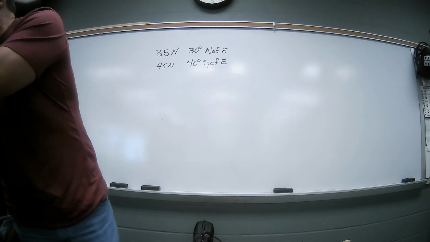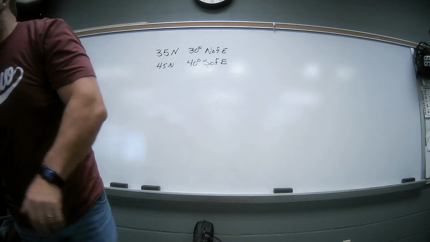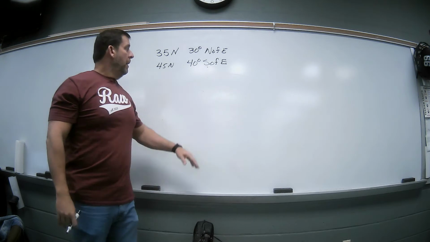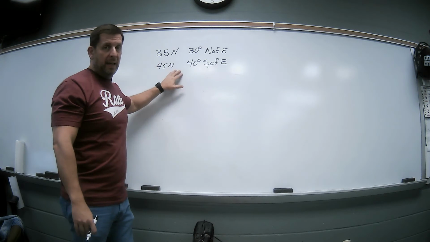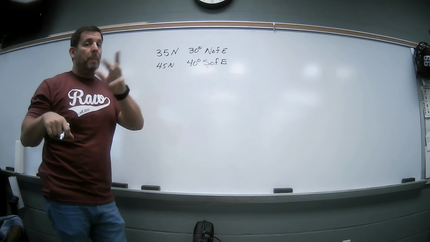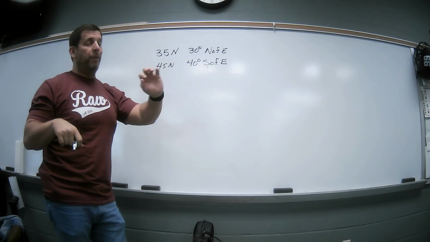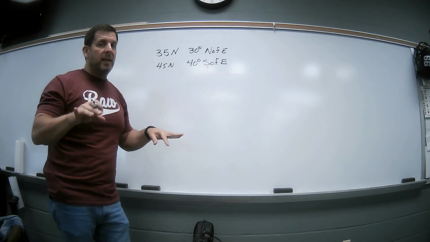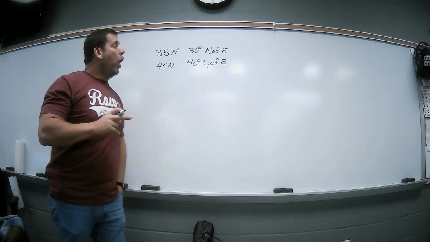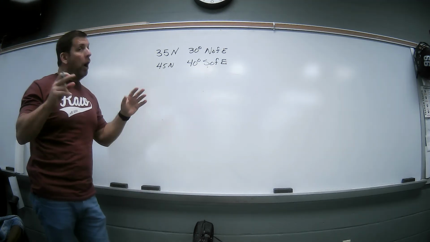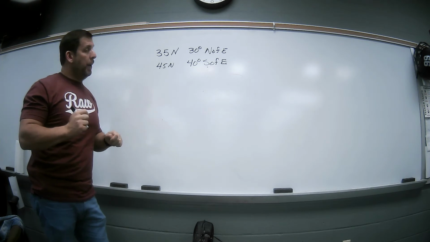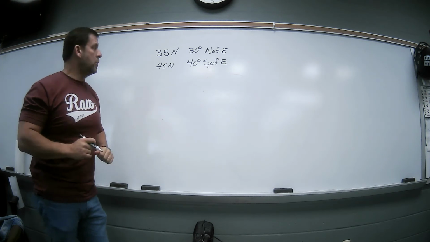Now, I want you to think about what this is much like. Think of this as taking a bunch of boxes of cake. This is a cake mix, and this is a cake mix, and we're breaking it up into its individual parts, like the powdered egg, powdered milk, and the flour in it. We're breaking them down into their components. All vectors can be broken down into components, a northward component and an eastward component.